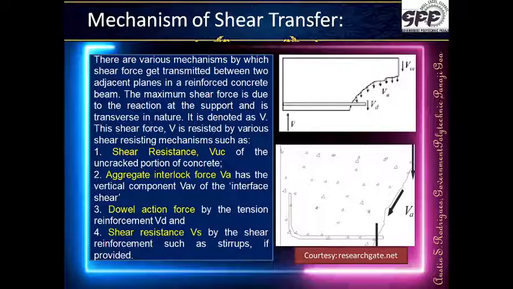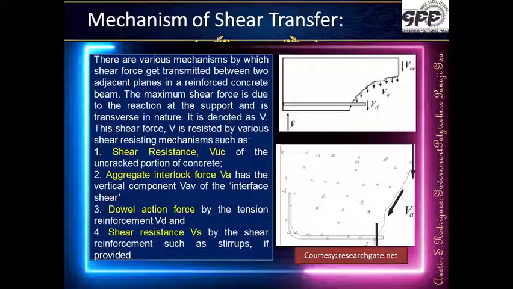Now the third force is the dowel action. There is reinforcement over here, which has been shown over here. The shear will try to cut this reinforcement, and the reinforcement prevents that. The dowel action is a pulling out action. It tries to get pulled out, but the bonding of the reinforcement inside does not allow it to be dislodged, does not allow it to be moved out.